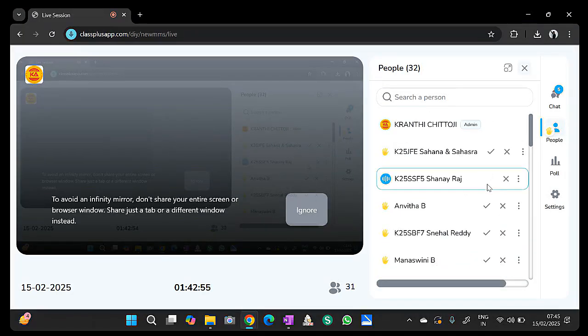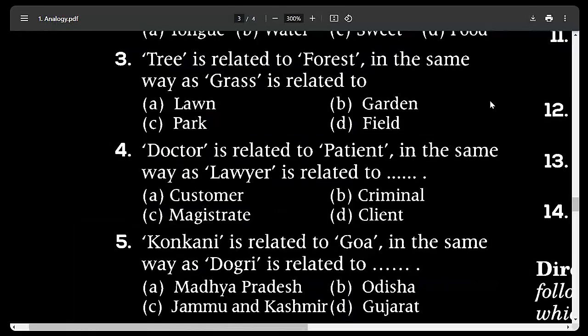Shanai, can you say the answer? Sir, answer is Jammu Kashmir. Why? Sir, Konkani language is spoken in Goa. Yes, Dogri language is spoken in Jammu Kashmir. Very good, excellent answer.